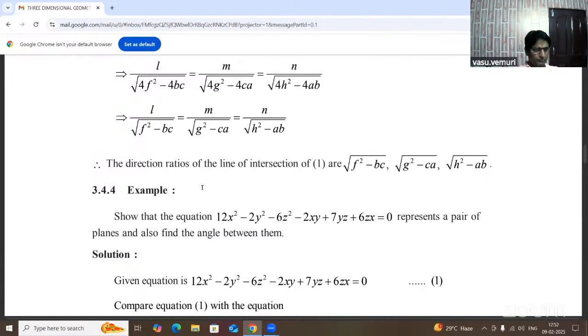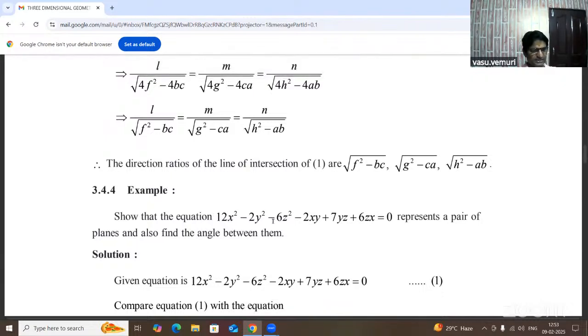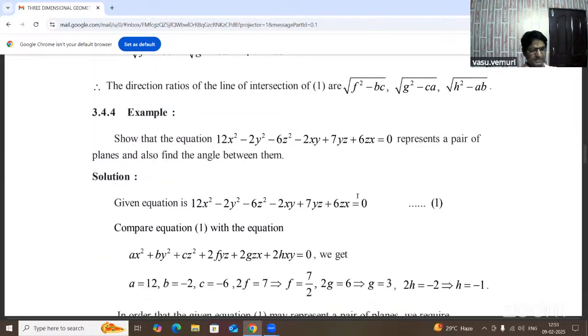Now this problem is very important. You have to refer to the previous papers. According to the above theorems, this is problem 3.4.4. Show that the equation 12x² - 2y² - 6z² - 2xy + 7yz + 6zx = 0 represents a pair of planes, and find the angle between them.